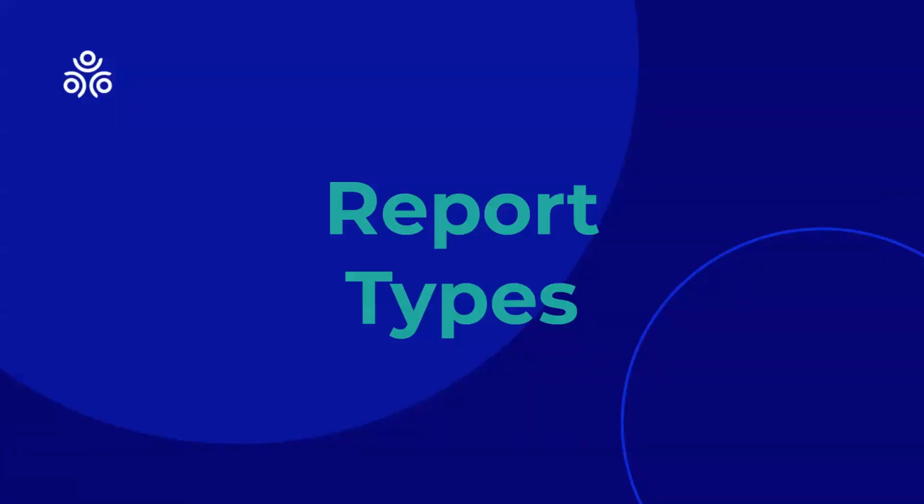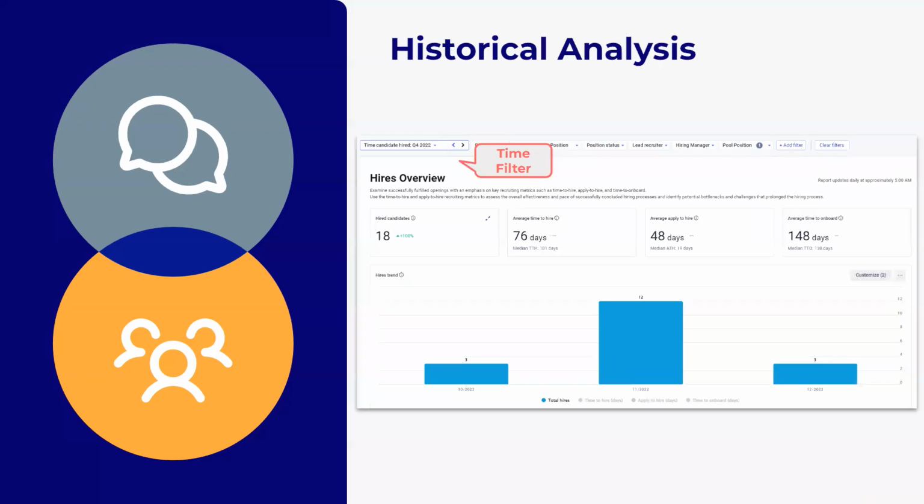We also have several report types. The two main types are the historical analysis and the snapshot. The historical analysis report will allow you to filter by a specific time period, so for example, all of the hires in 2022. Different reports will have different time frames available. Some will capture the application date, while others, for example, will capture the hire date. So make sure to check the time filter before viewing the data.